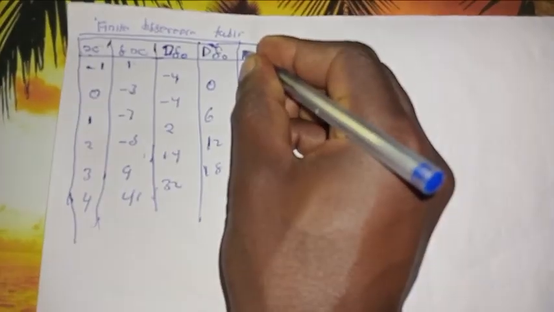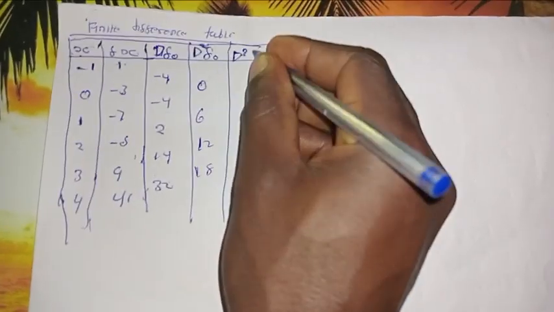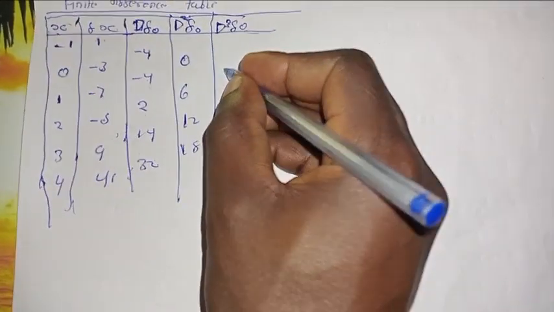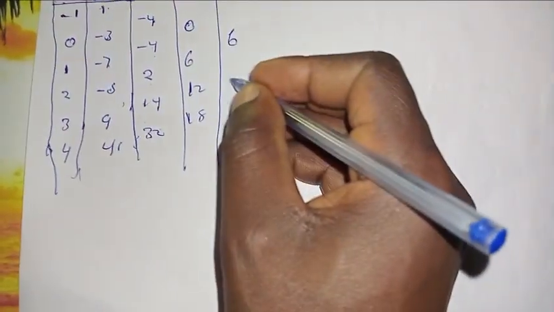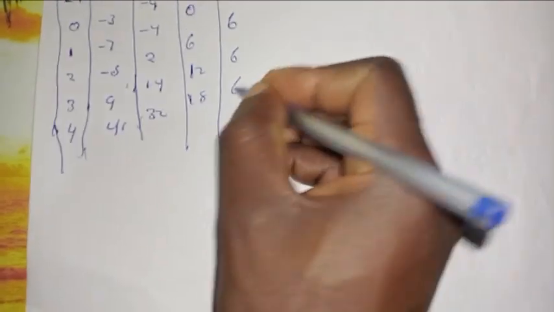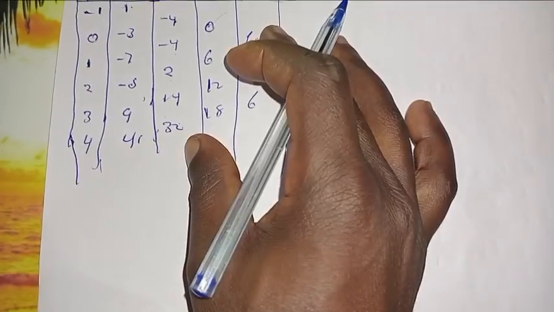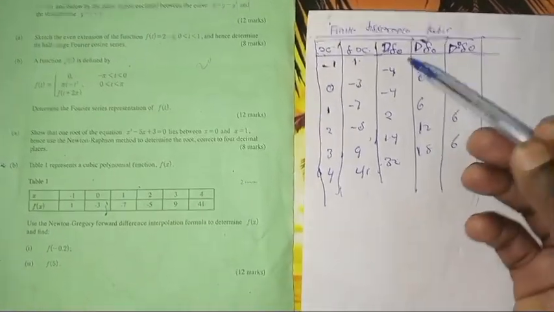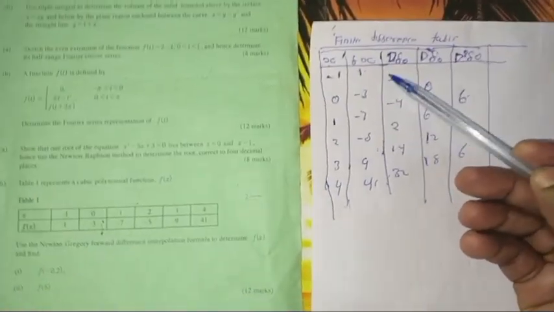The third differences. When you subtract this, you get 6. Again 6. Again 6. When you find them being equal, you stop there. After you've created that table, this is called the finite difference table.